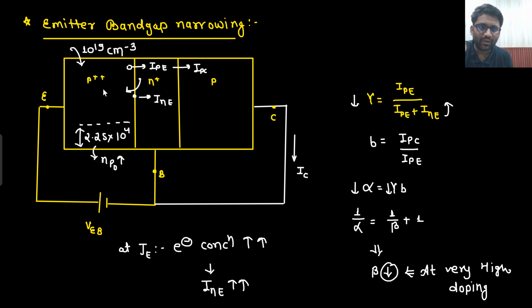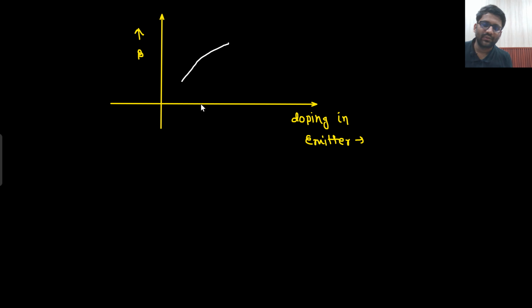If I dope it more, then more and more holes will be there. More and more holes will be going here. More and more recombination will take place. IB will also be more. Along with that, more and more holes will be swept away as well. Because of that, IC will increase in a larger amount. That means beta will increase. So initially beta will increase, but if you dope it very high, then it will start decreasing. So this is the graph of very high doping.